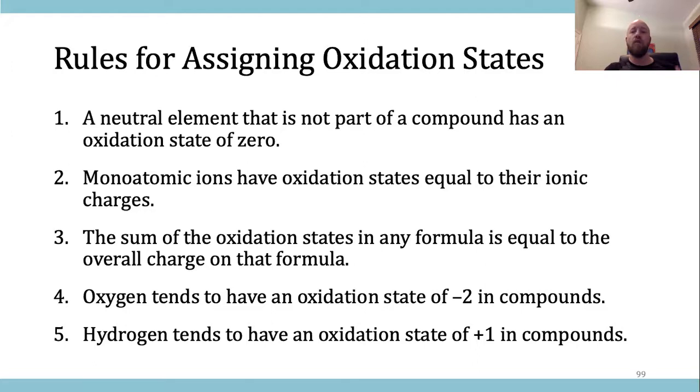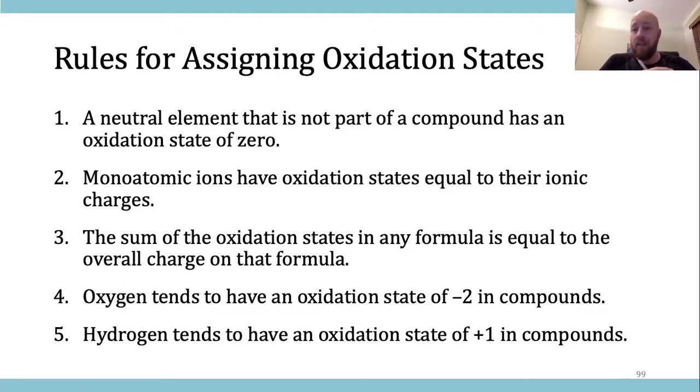We don't always know this if we're looking at the element fluorine, F2, or carbon dioxide, or methane. How do we assign oxidation states to these organic molecules, or to covalent molecules? A neutral element that is not part of a compound has a 0 oxidation state. So for the element fluorine, F2, its oxidation state is 0.